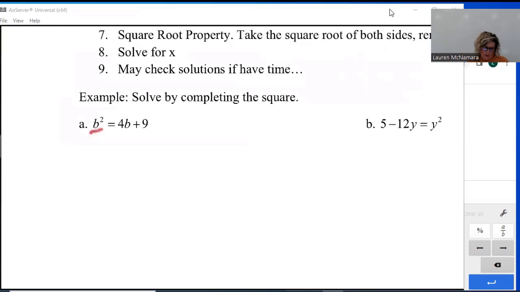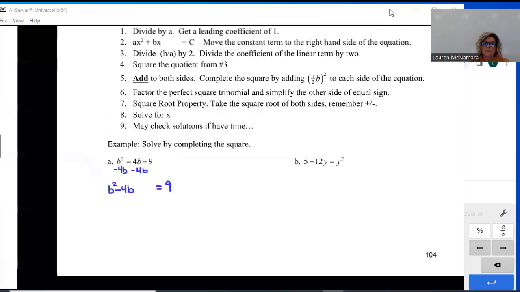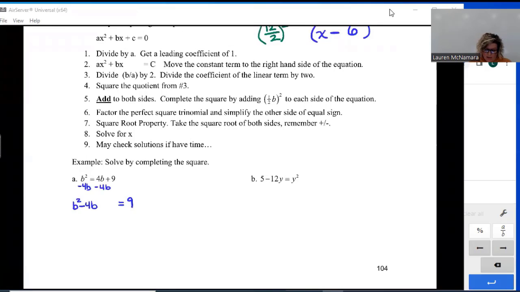So looking at this example here, we have b squared, it's positive. On the other side of the equal sign, I have 4b plus 9. Well, I want that plus 9 to stay on that side, but I want this 4b with that b squared. So how do I get that over to the other side? I'm going to subtract 4b from both sides. So now I have b squared minus 4b, leave a space, equals 9.